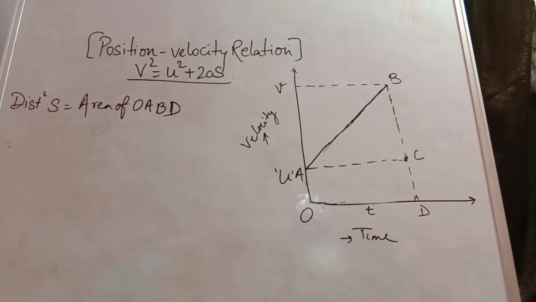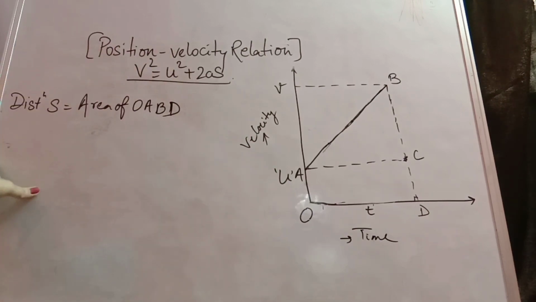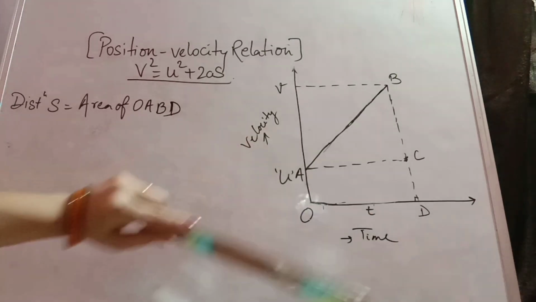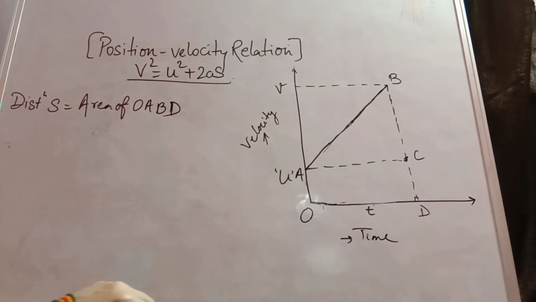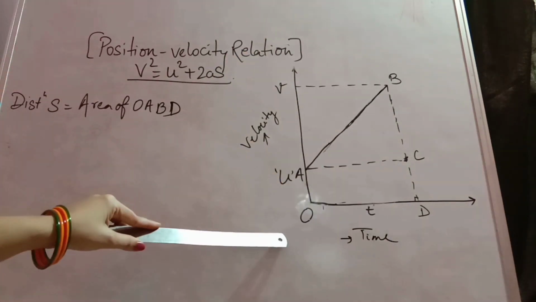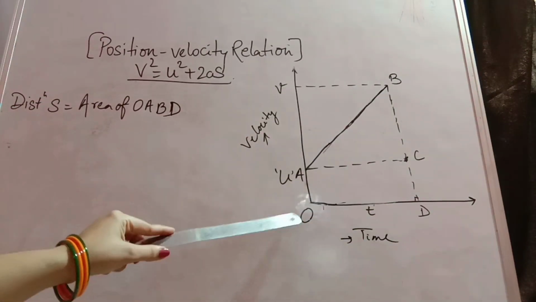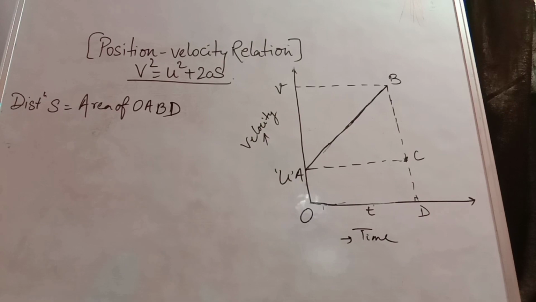The third equation of motion is known as the position velocity relation, that is V square is equal to U square plus 2AS. This equation also we solve with the help of distance. Similarly, whatever we wrote in the second equation, distance S is equal to area of OABD. But in this case we will not segregate the area into rectangle and triangle. We use the formula of area of trapezium. If you see the diagram properly, OABD is a trapezium where the parallel sides are OA and BD and the height you consider OD. So write down area of OABD, that is area of trapezium.